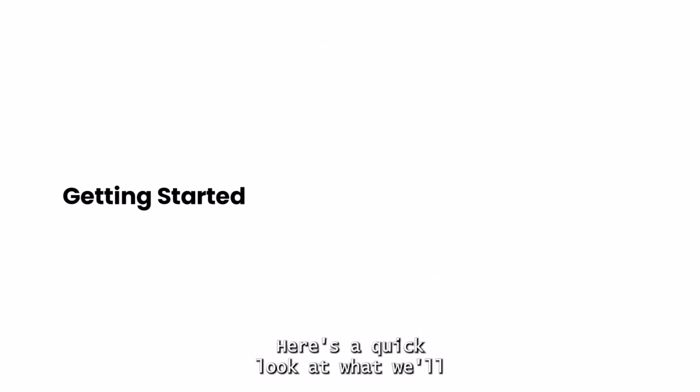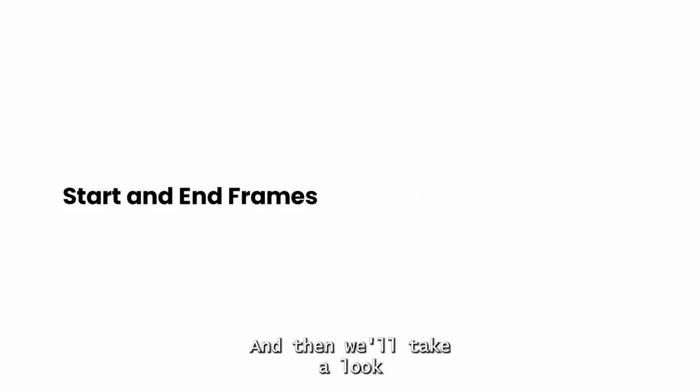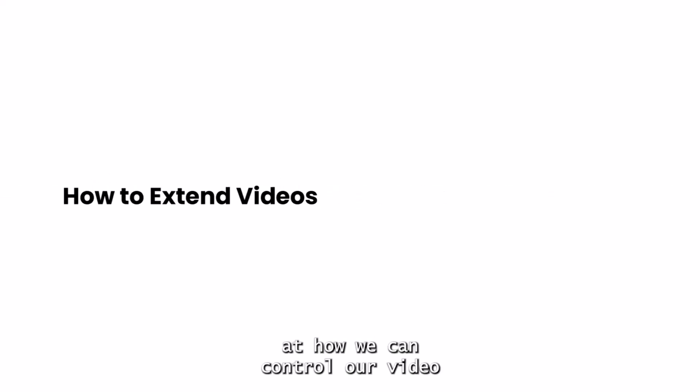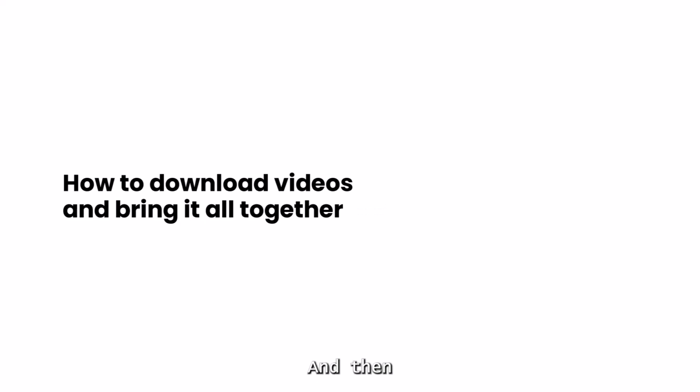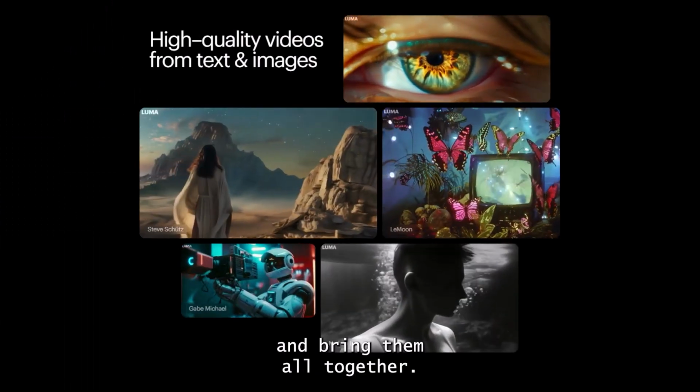Here's a quick look at what we'll cover in this class. So we'll look at getting started and have an overview of Dream Machine. Then we'll create our first image to video. And then we'll take a look at how we can control our video using start and end frames. Then we'll look at extending the videos, and then we'll download them and bring them all together.